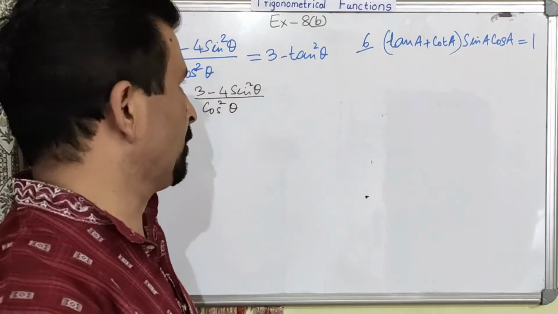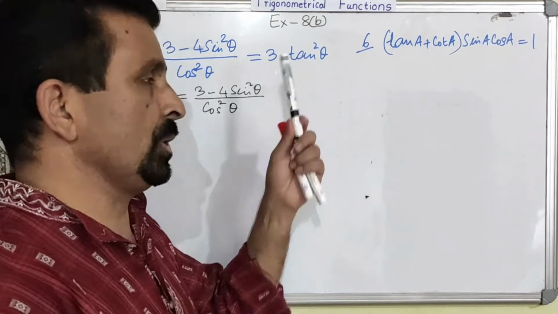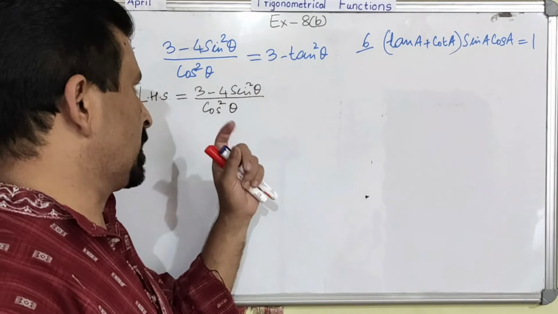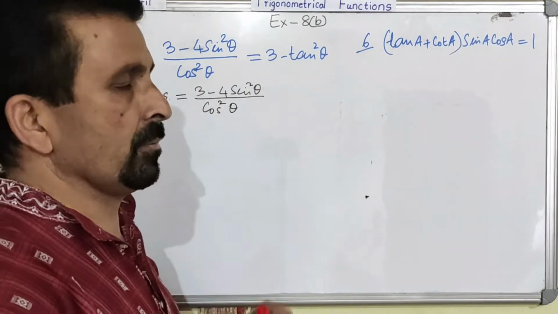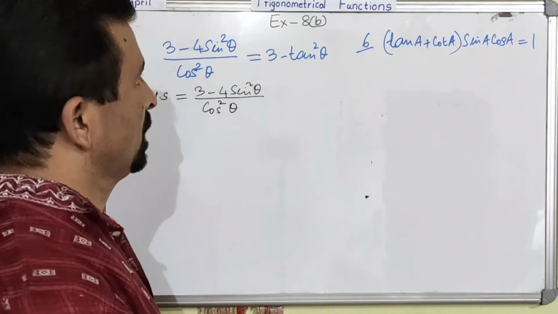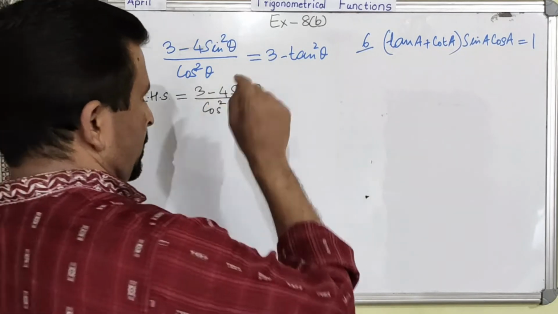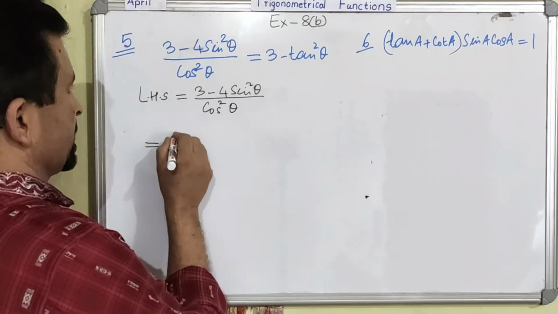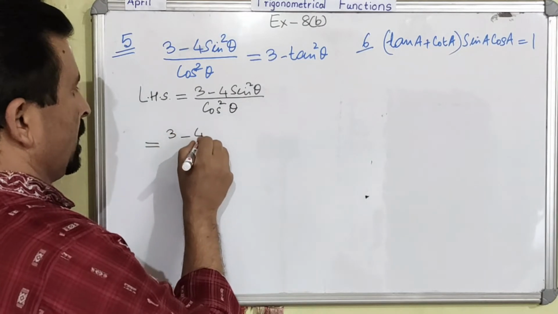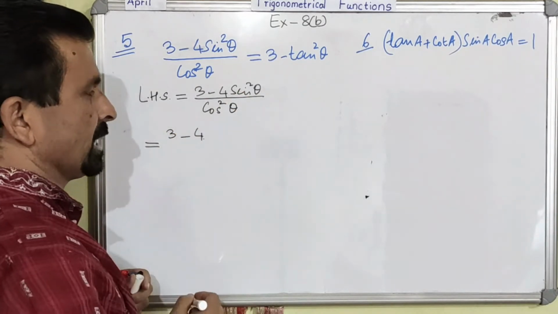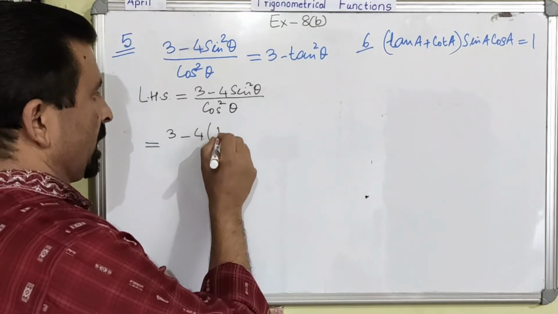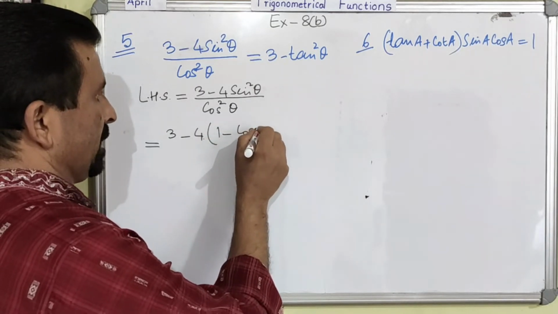Now we have to think of the process by which we will be able to get the right hand side. Now this is sin square theta, this is cos square theta, and then we have the trigonometric identity for these two. So step by step, one by one. First of all, I will play with the numerator, right? Numerator, I can write this as 3 minus 4, and for sin square theta, we will write this as 1 minus cos square theta, right?